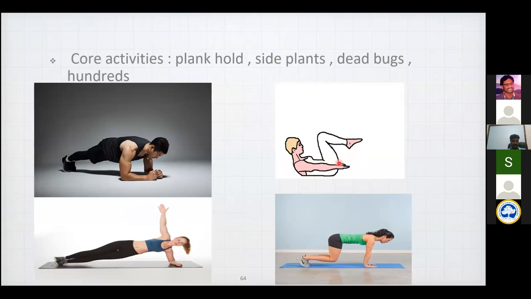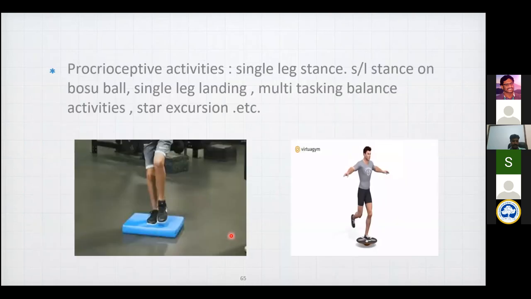We can add resistance to the dead bugs, add resistance to this and this as well. We can do unstable this by jackknife, that is called. We can flex the knee and flex the hands and do. These are all progressions. And proprioceptive activities like single leg stance.